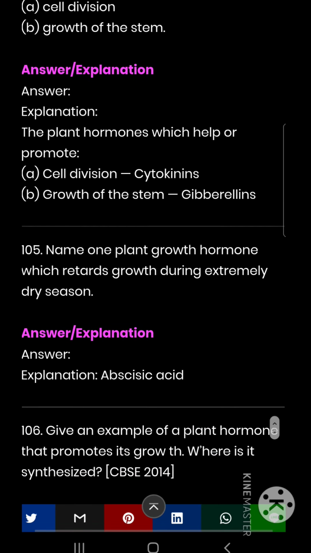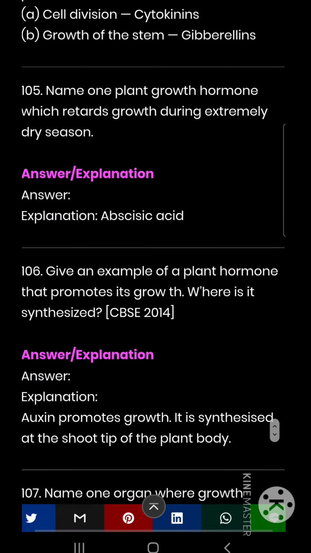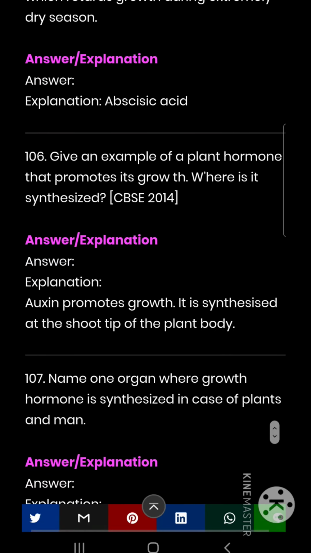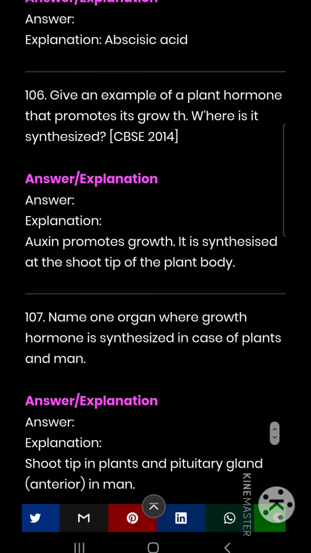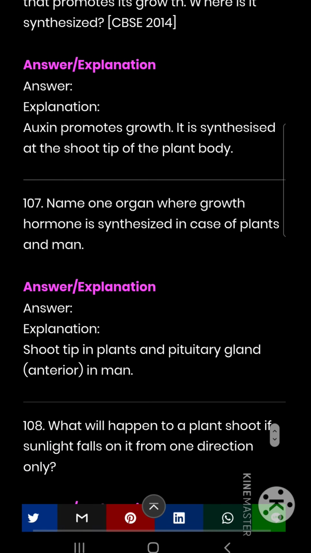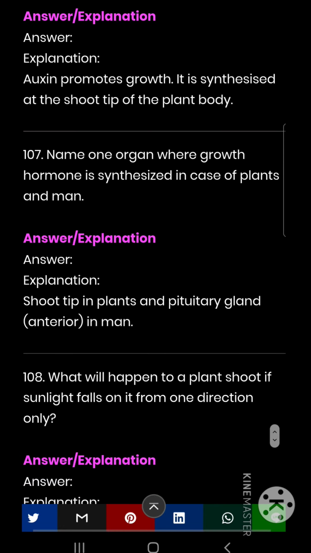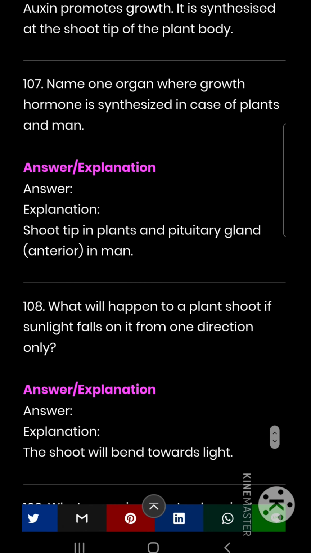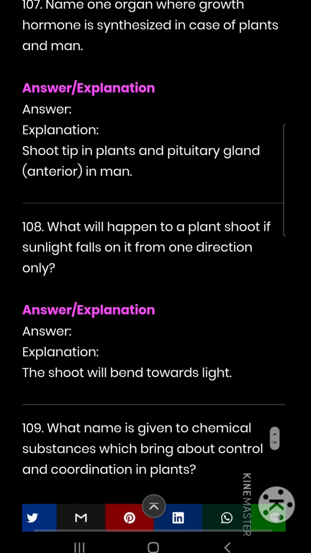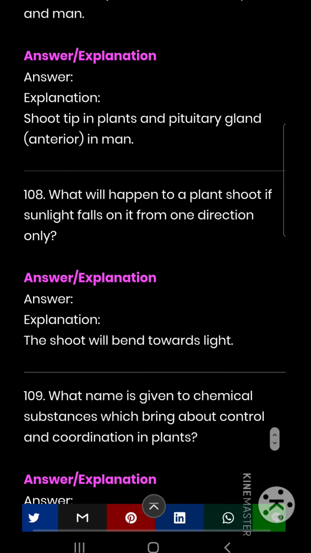It is gibberellins. Name one plant growth hormone which retards growth during extremely dry season. Abscisic acid. Give an example of a plant hormone that promotes its growth. Where is it synthesized? Auxin promotes growth. It is synthesized at the shoot tip of the plant body. Name one organ where growth hormone is synthesized in case of plants and man. Shoot tip in plants and pituitary gland in man.